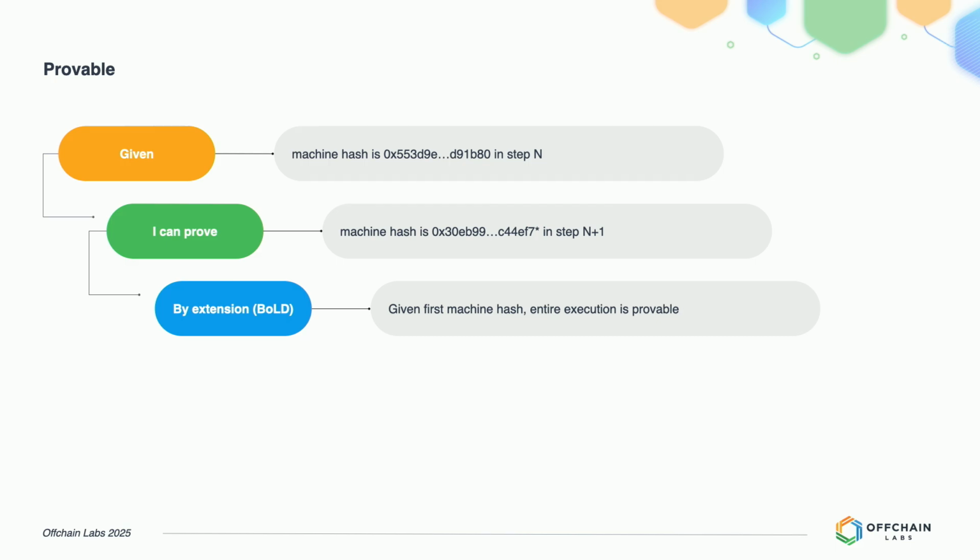Now, this extension is not at all trivial, right? Proving billions of steps from proving one step is not at all trivial. It is a huge undertaking. This is what we call the BOLD protocol. I think it is an ingenious protocol. I love it. I recommend everyone to learn about it. But this is not our topic.